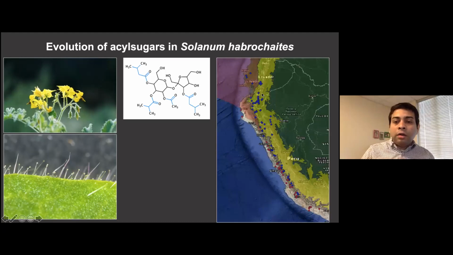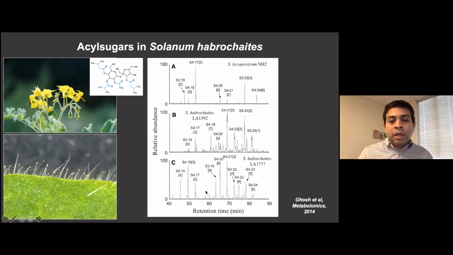It's present along the Andes mountains, and the habrochaites accessions are shown here in blue, and Solanum pennellii, its sister species, is shown in red here. A previous study found out that in tomato, you only have about 8 or 9 different acyl sugars. They have probably been bred out, but in Solanum habrochaites, you have over 120 different acyl sugars, which makes this plant very sticky. If you're working with it in the greenhouse, your hands will get all sticky, and same is true with Solanum pennellii.